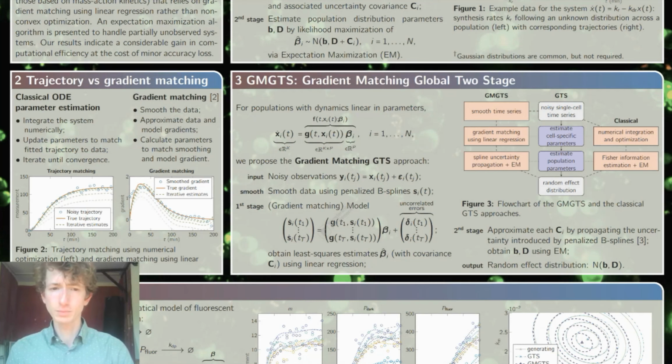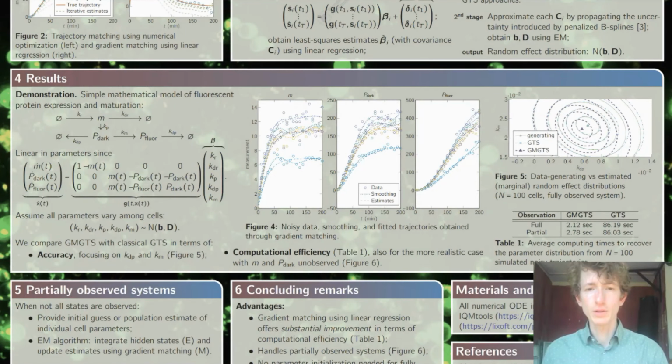And although it's omitted from the poster, the challenge becomes efficiently approximating the first stage estimates' uncertainty Ci for the second stage. We demonstrate our method's performance using a fluorescent protein maturation example. The system happens to be also linear in its states, but that's certainly not required. Only linearity in parameters is exploited.